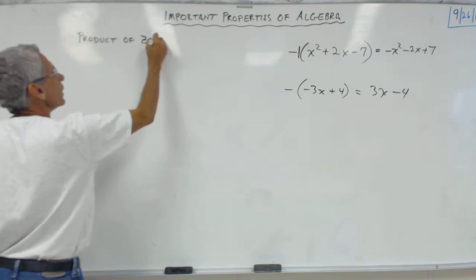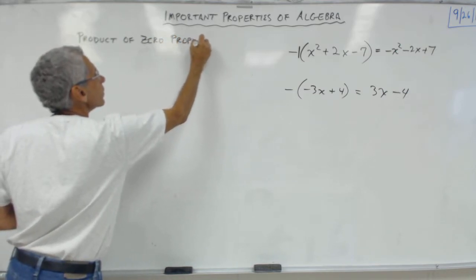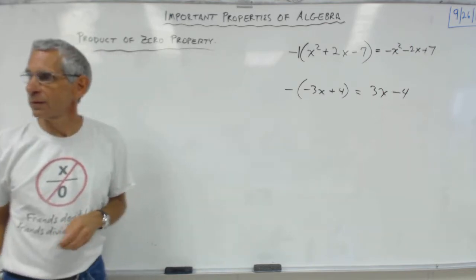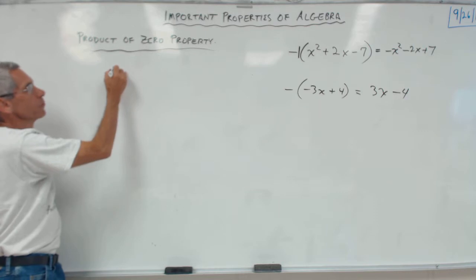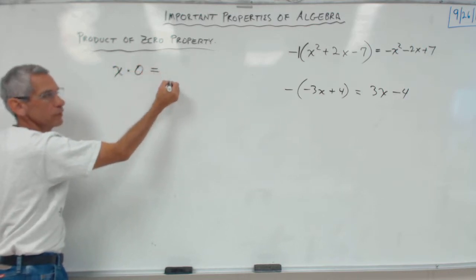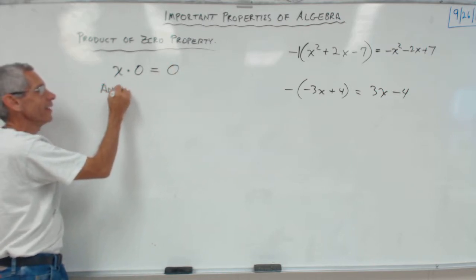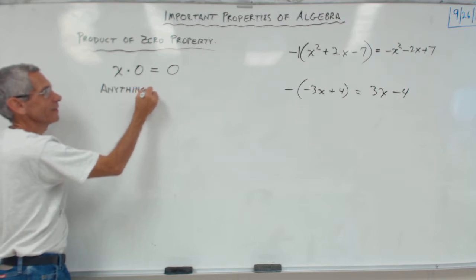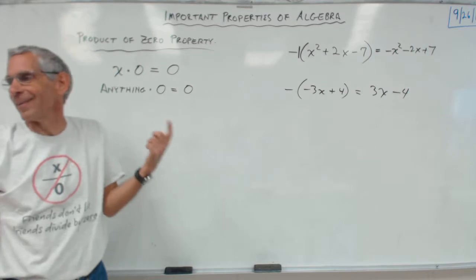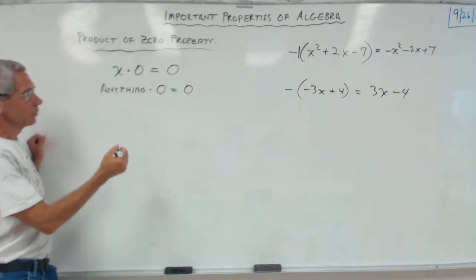And this is a very easy property. I love this property because it's so easy. Zero. X times 0 equals 0. Anything times 0 equals 0. That's it, right? All right, so what about zero?